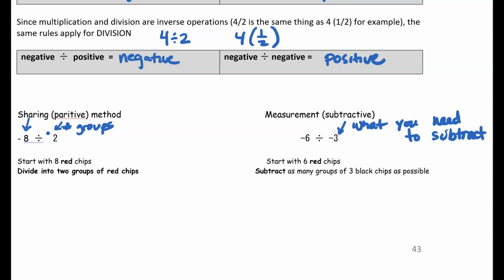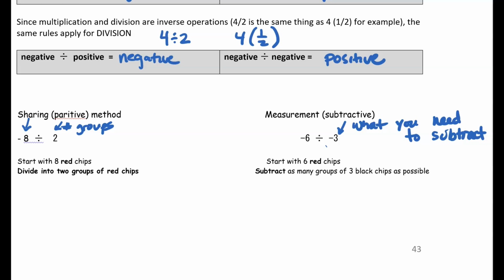So notice that in this problem, the second number is positive, so it lends itself well to the sharing method because it makes sense to have a positive number of groups. Whereas if you were to look at this one, you might think, well, how would I do the sharing? Because how do I have a negative 3 number of groups? So that's why the subtractive method makes more sense in that example.